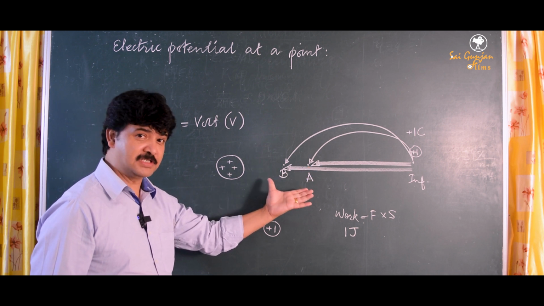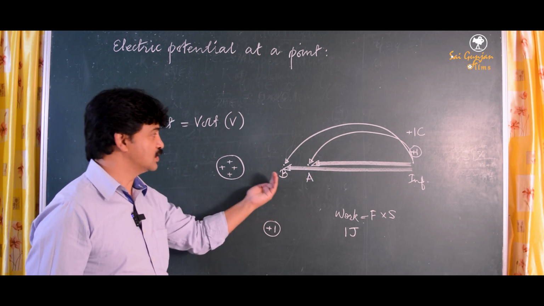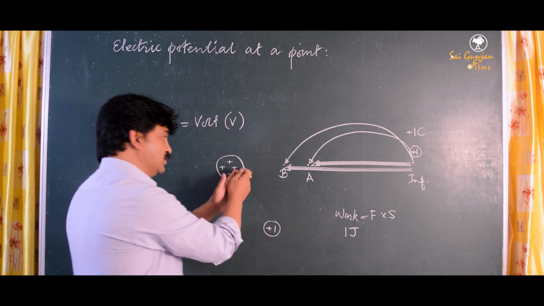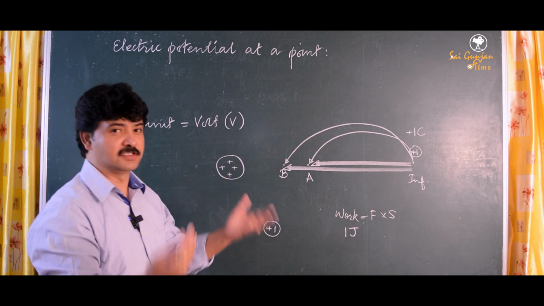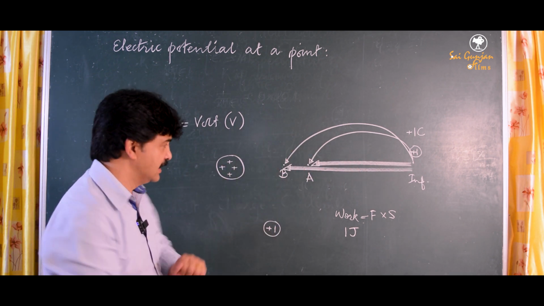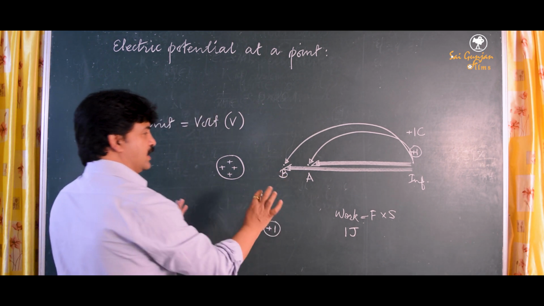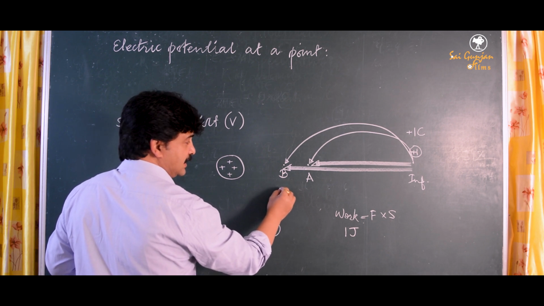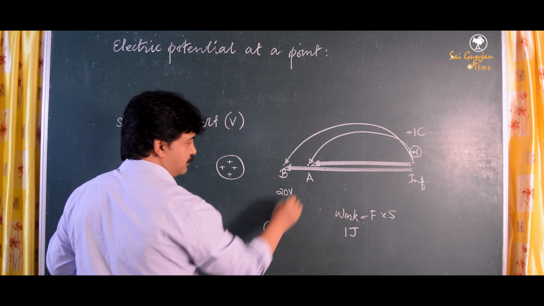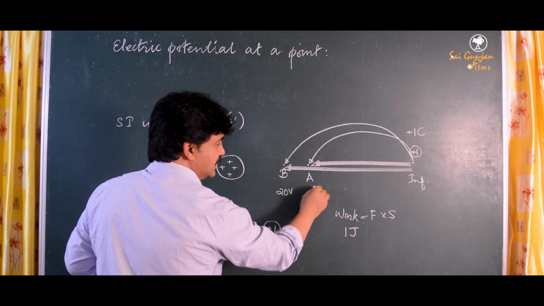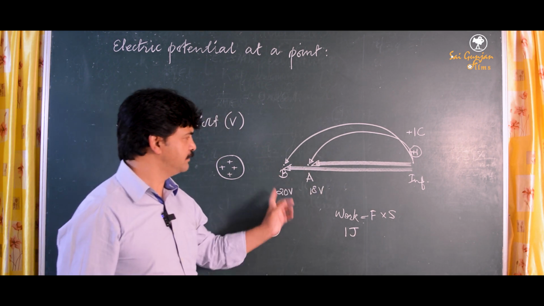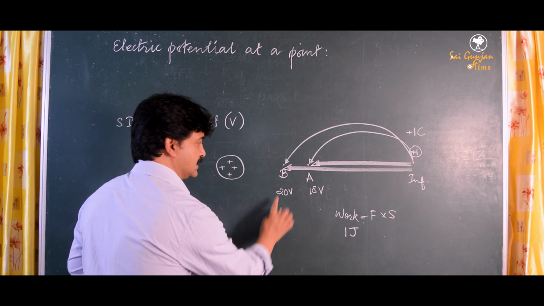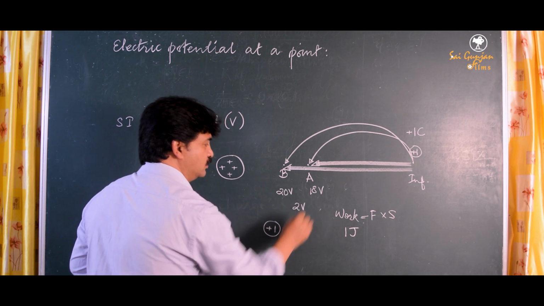So what do you understand from this? As we move closer and closer to a charged body, the potential increases, and as we move away, the potential decreases. Now, just to understand, let's give the potential some values. Let's say the potential here is 20 volt and the potential here is 18 volt. There is a difference between these two, no? So what is the difference of potential between B and A? This is 20 minus 18, that is 2 volt.